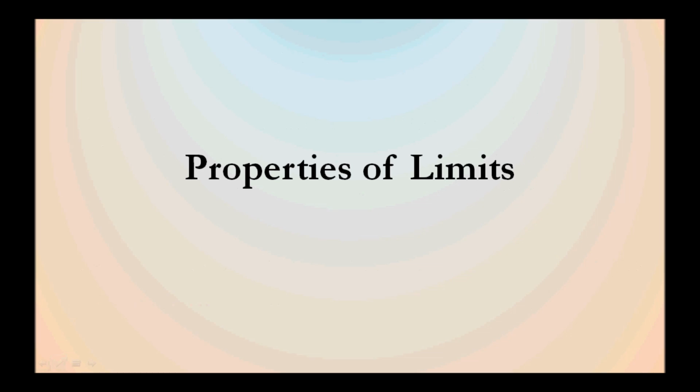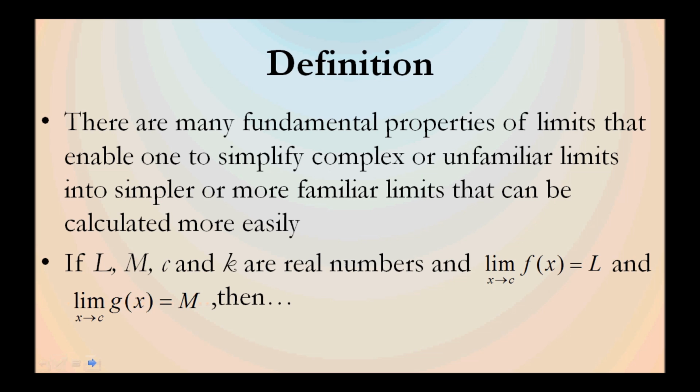The properties of limits. There are many fundamental properties of limits that enable one to simplify complex or unfamiliar limits into simpler or more familiar limits that can be calculated more easily. So if L, M, c, and k are real numbers, and the limit of f of x as x approaches c equals L, and the limit of g of x as x approaches c equals M, then we get some of these rules. So first we have the sum rule.